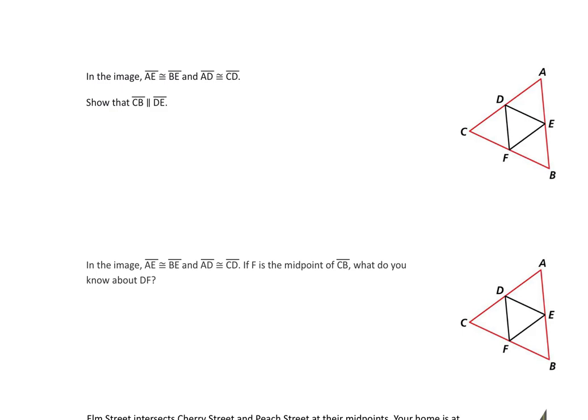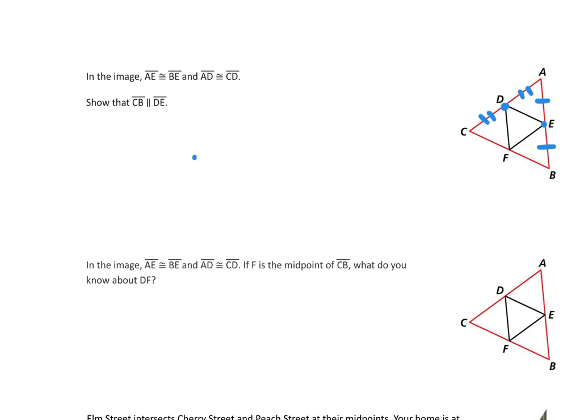Okay, in this image, AE and BE are congruent, so we're going to mark these. AE and BE are congruent. So that tells me E is a midpoint. Okay, immediately can tell that. AD and CD are congruent, so I know D is the midpoint. Show that CB is parallel to DE. Okay, CB and DE need to be parallel.